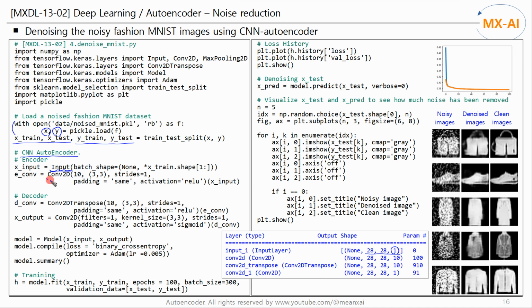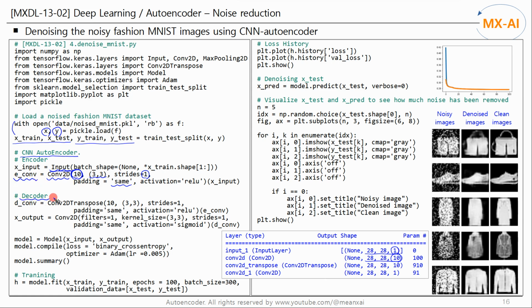Next, we add a 2D convolutional layer. The number of filters is 10, and the kernel size is 3 by 3. Set the stride to 1 and padding to same. This layer will then output 10 images of size 28 by 28. The 10 at the end is the number of filters. This is the output of the encoder.